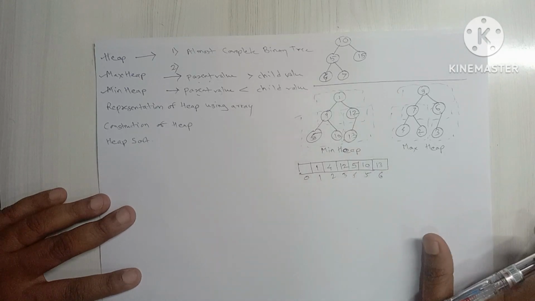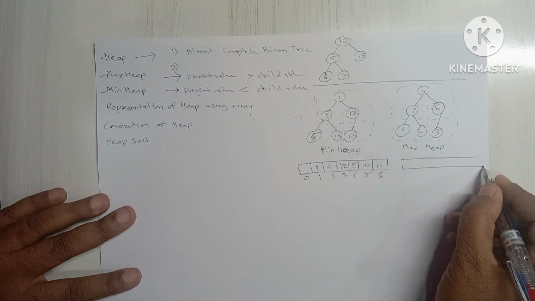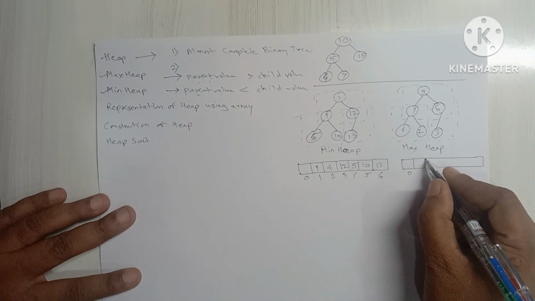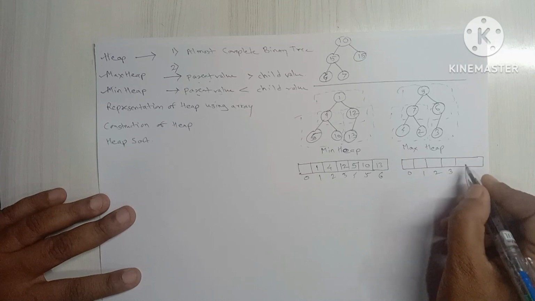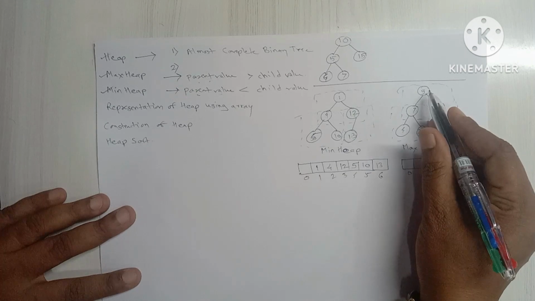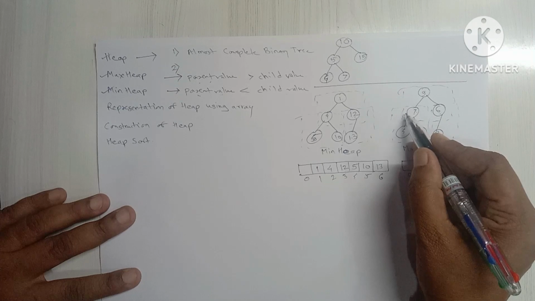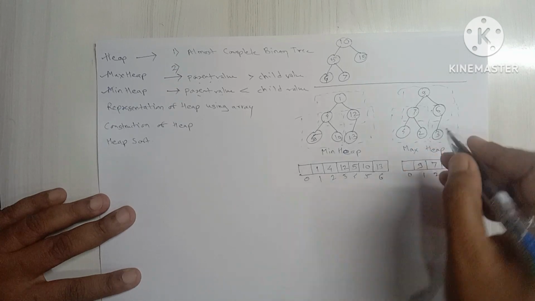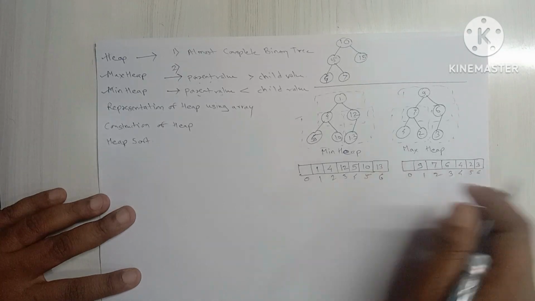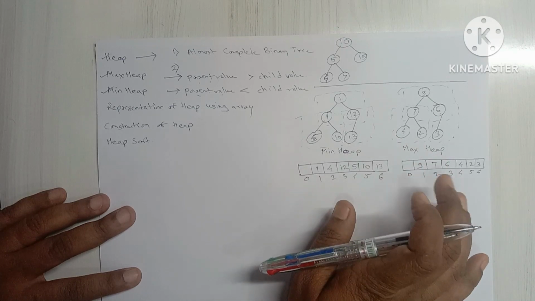So in this way we can store this min heap in the array. Same way, if we are considering the max heap, first the zeroth index will be blank, then first, second, third, fourth, fifth and sixth. So we will go level by level, left to right. First level, 9 is there; second level, 7 6 from left to right; and last level, 4 2 3 from left to right. So in this way we can represent the max heap, min heap by using an array.